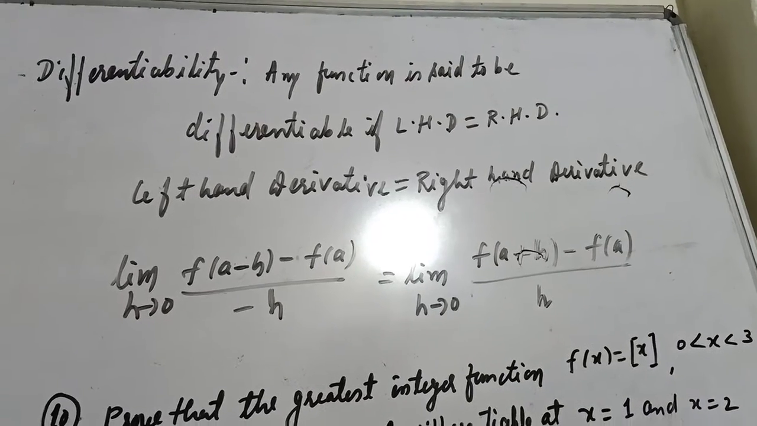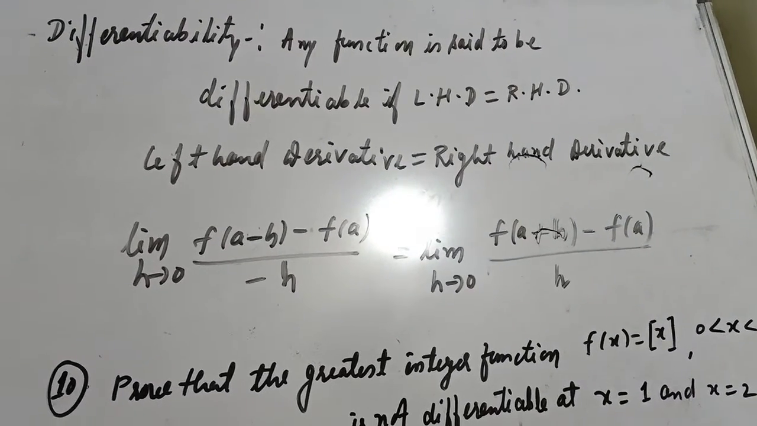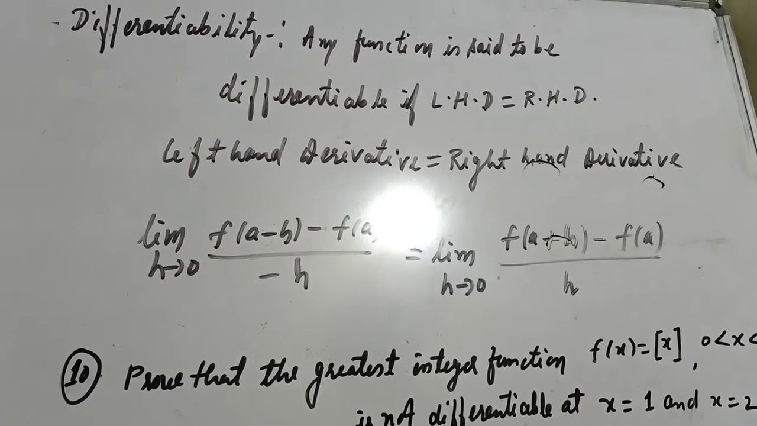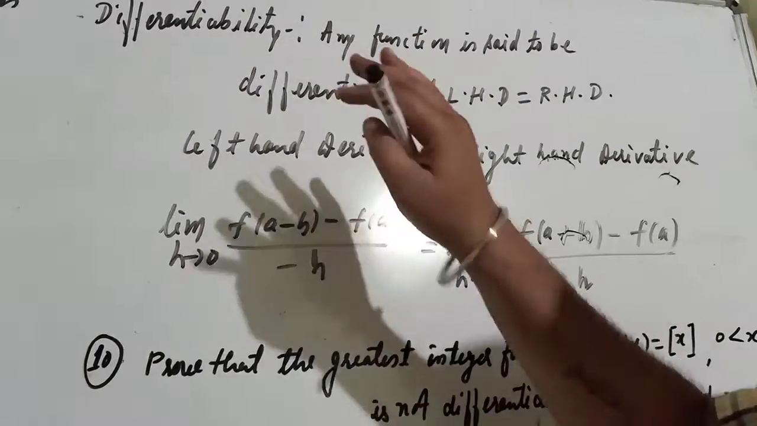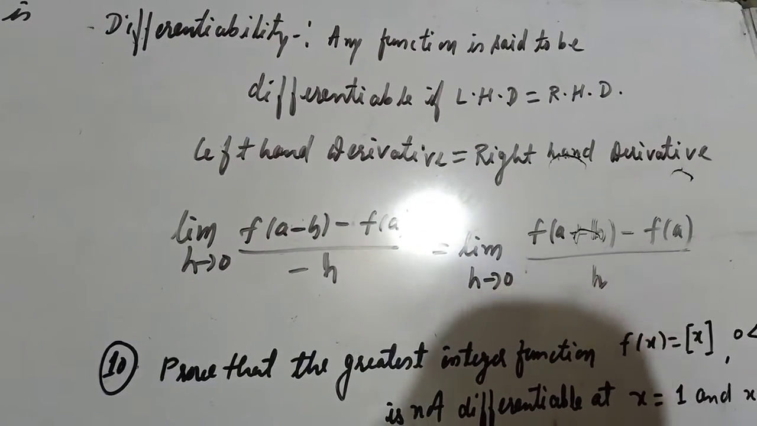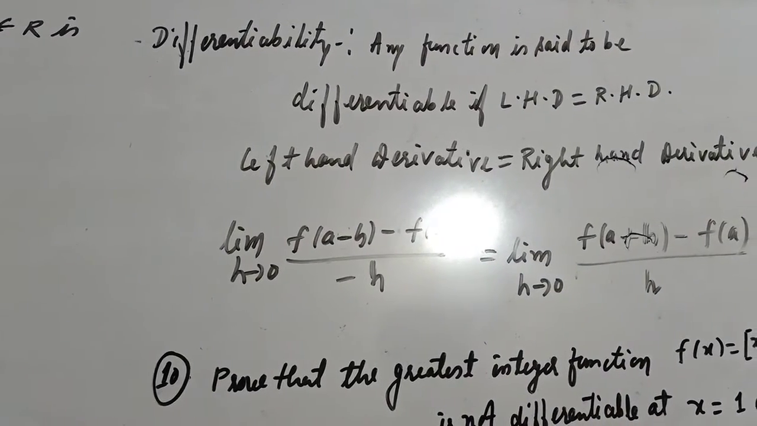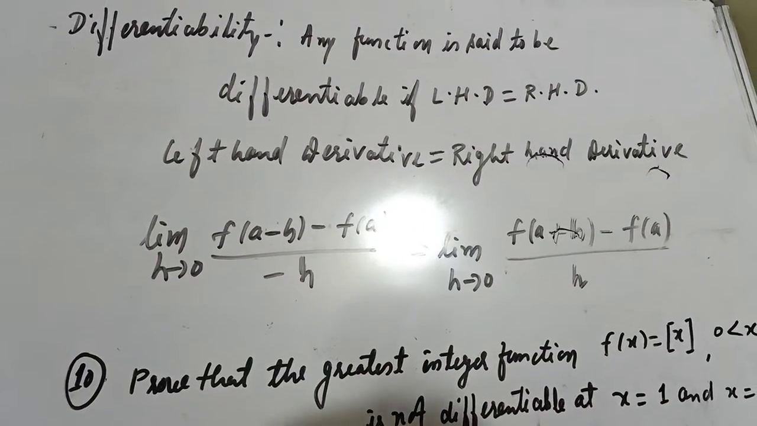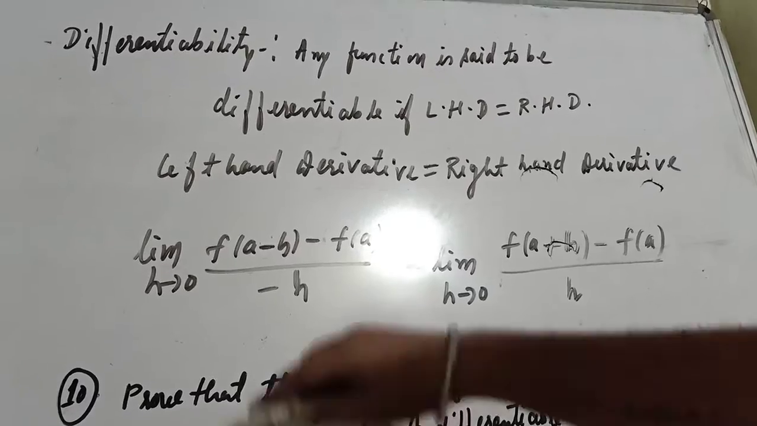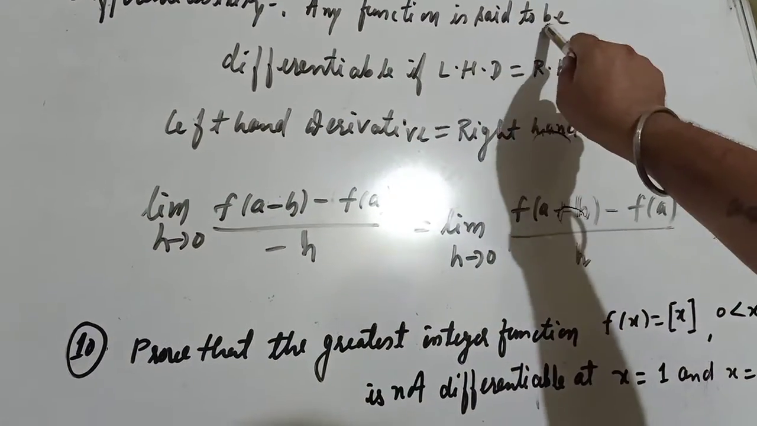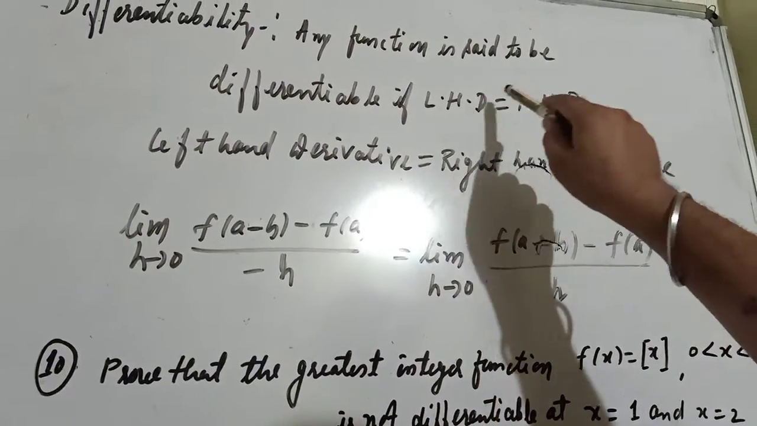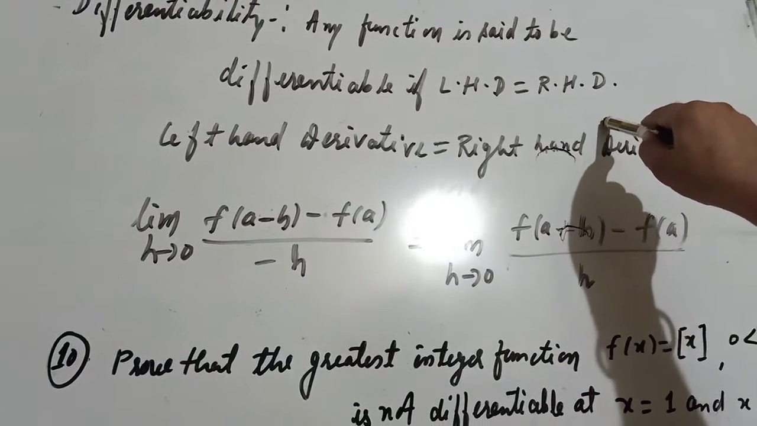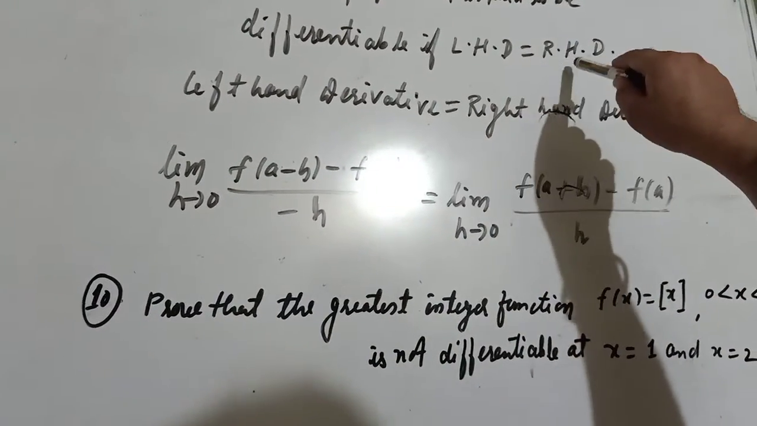We are doing 5.2. We have done some simple questions on differentiation. Now whenever we get a standard function like the modulus function, signum function, or greatest integer function, we have to use the fundamental formula of differentiability. What is differentiability? Any function is said to be differentiable if LHD equals RHD. LHD means left hand derivative is equal to right hand derivative.